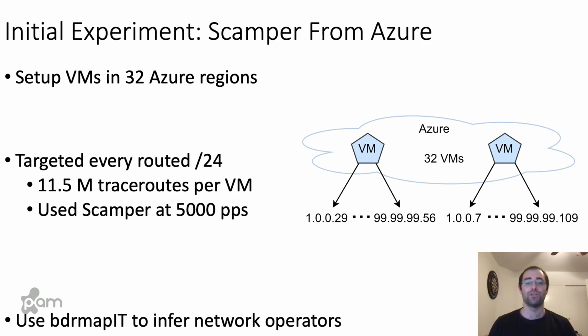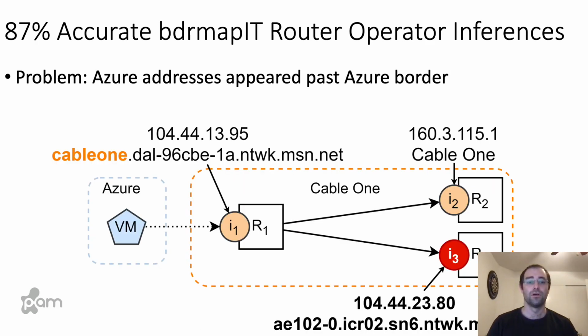Then we used bdrmapIT to identify the network operator for each router observed in our traceroutes. When we compared bdrmapIT's network operator inferences to our validation set, they matched 87% of the time, and we realized many of the mistakes occurred for one reason. Our validation dataset contains Azure IP addresses on routers operated by neighboring networks, but we observed a lot of IP addresses from Azure's address space that followed our validation addresses. There's a few possible reasons why that could happen, but we're pretty sure that path changes in the cloud WAN corrupted some of the traceroute paths.